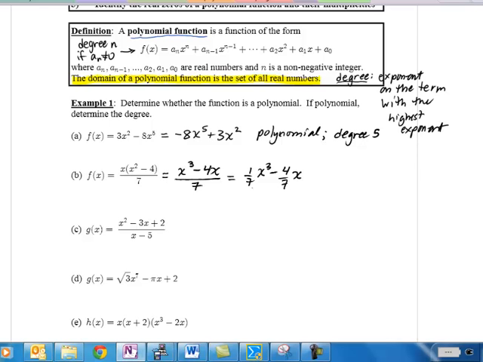And now I see that my terms are all constant times x to some non-negative integer power. So that is also a polynomial, and its degree is 3. The highest exponent is 3.